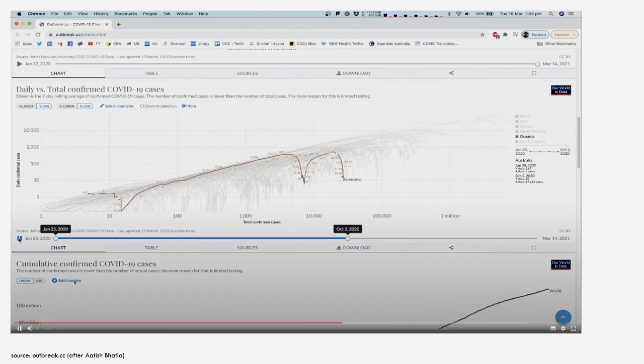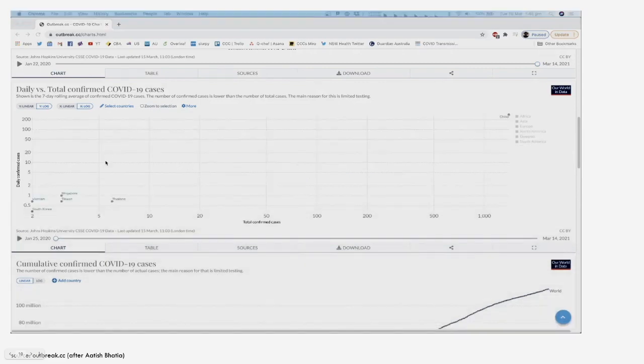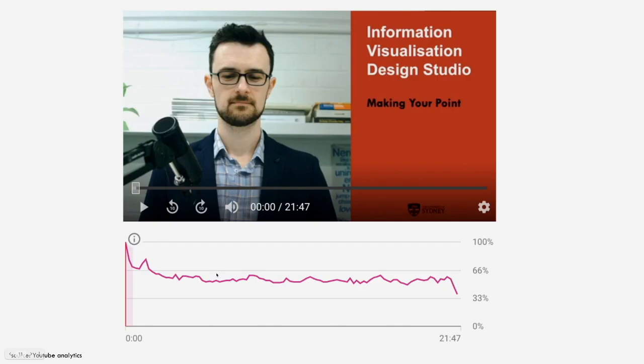However, the advantage of this chart, this approach, which is invented by a data scientist called Atish Bhatia, which I've almost certainly said wrong, who really wanted to show how the trajectory was the same for every country. And this is a different way of representing time in order to do that. Here's another way of representing time.